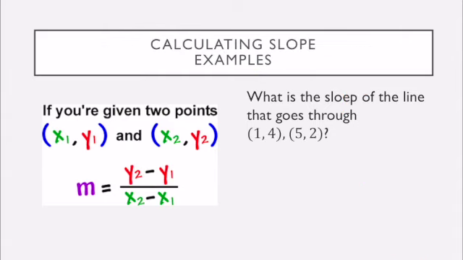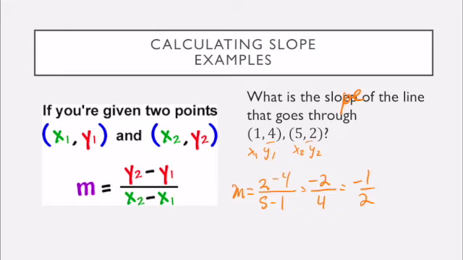Okay, what is the slope? Wow, I still can't spell. What is the slope of the line that goes through 1, 4 and 5, 2? So let's go ahead and label our points. So my slope is my y values, 2 minus 4, which is my rise, over my run, which is 5 minus 1. So I have negative 2 over 4, which will give me negative 1/2. So simplify, but don't convert it to a decimal.